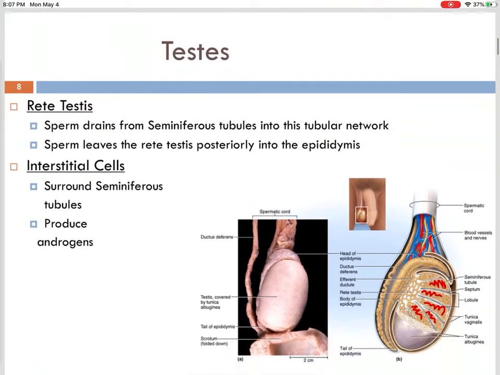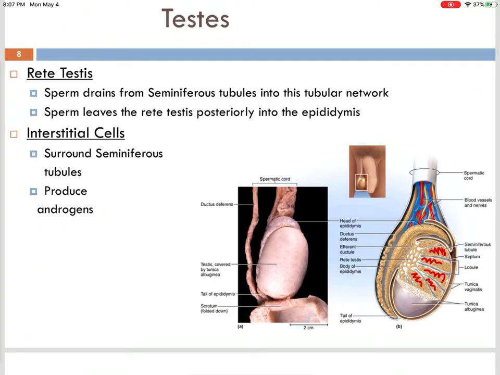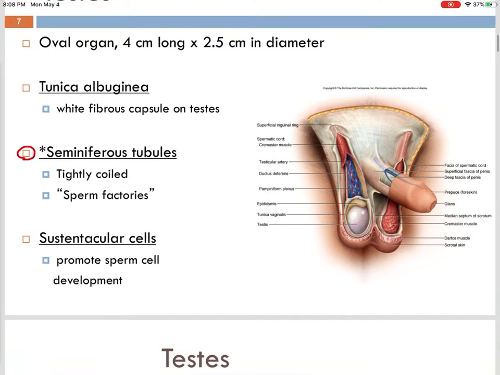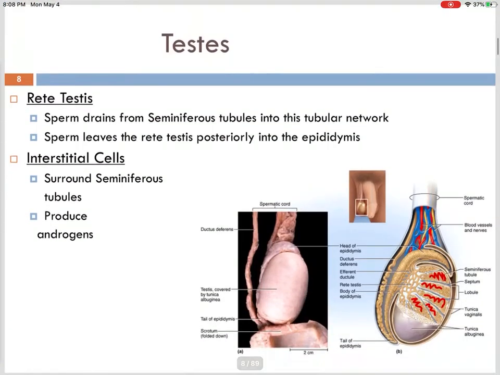So I'm going to go back. And it is the seminiferous tubules, the coils inside of each testis, that are responsible for producing sperm. The fact that they're coiled and laid out this way means that they have a lot of surface area. More surface area means they can produce more sperm.